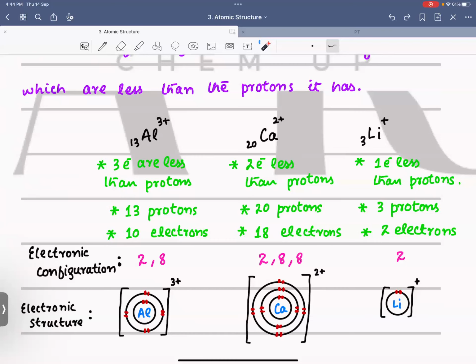One important thing, when we draw the electronic structure for ions, we always close the electronic structure of ions in the square brackets and then put the charge over here like this. For atoms, we do not do this.